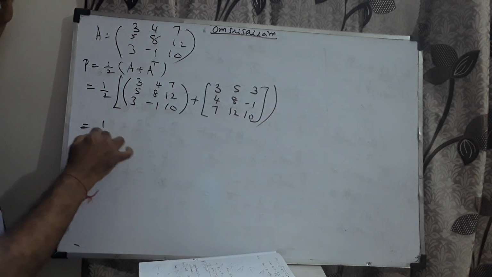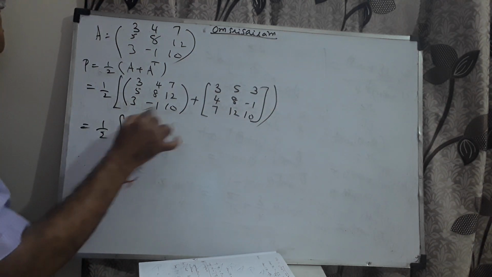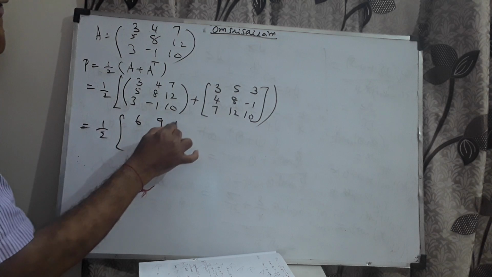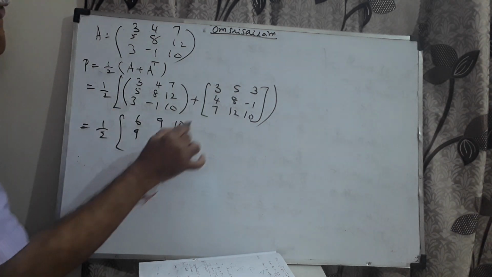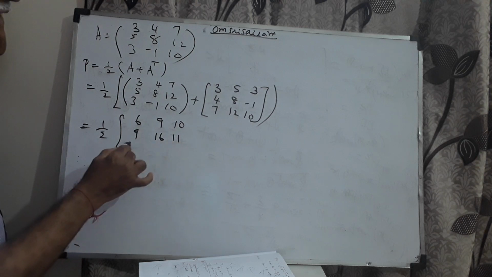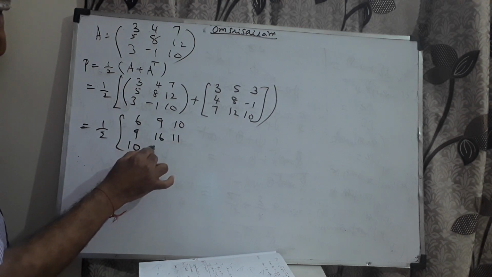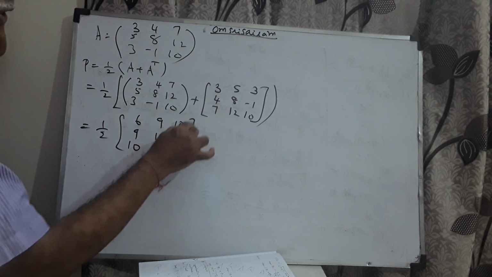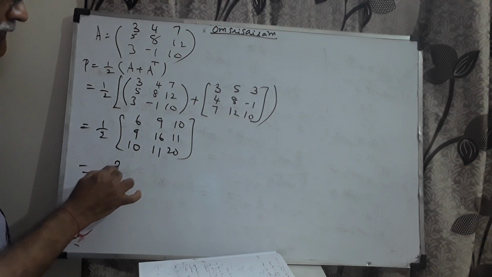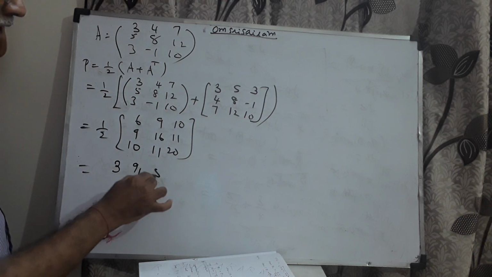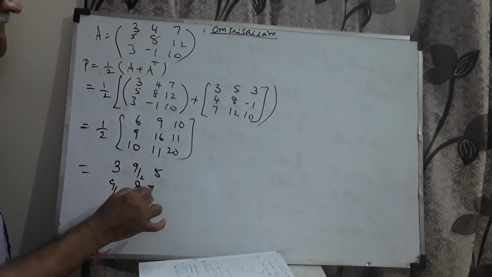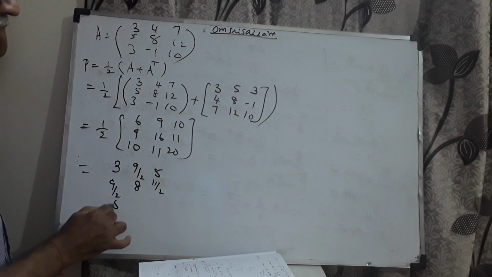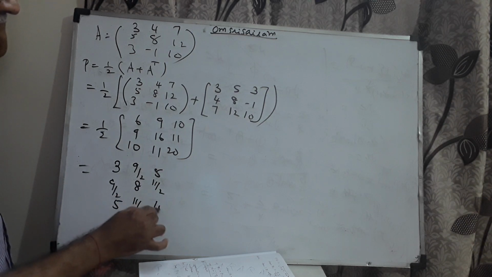Let me just add. 3 plus 3 is 6, 4 plus 5 is 9, 7 plus 3 is 10, 5 plus 4 is 9, 8 plus 8 is 16, 12 minus 1 is 11, 3 plus 7 is 10, 12 minus 1 is again 11, this is 20. Dividing by 2 gives you 3, 9 by 2, 5, 9 by 2, 8, 11 by 2, which is of course 5, 11 by 2, 10.